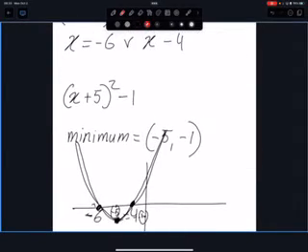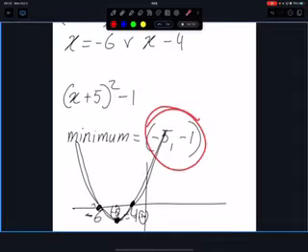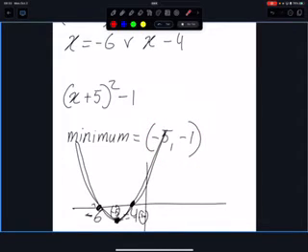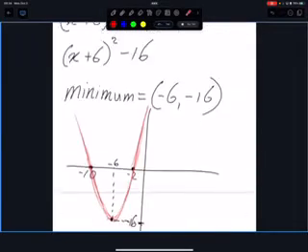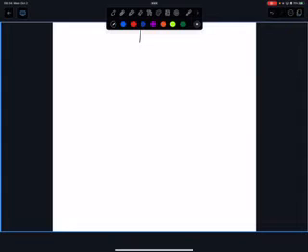-5, -1. There it is. -5, -1. Yes, this is the coordinate of the minimum value.